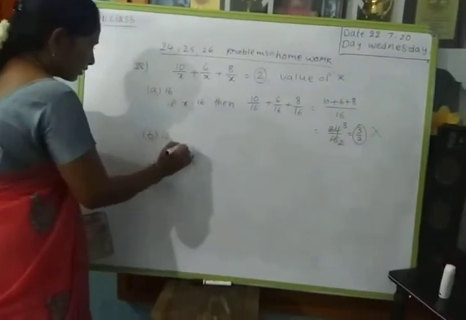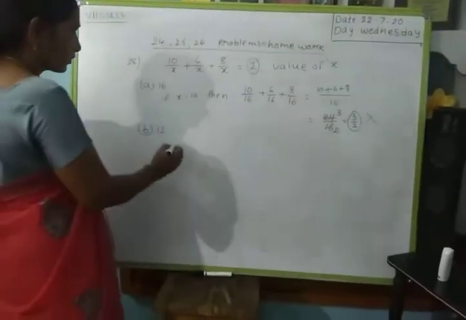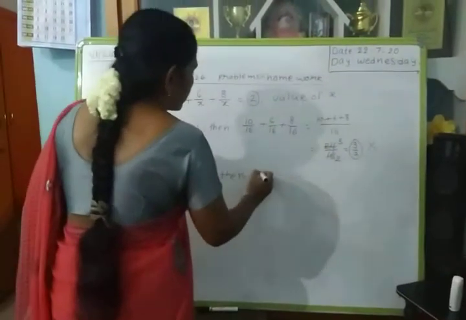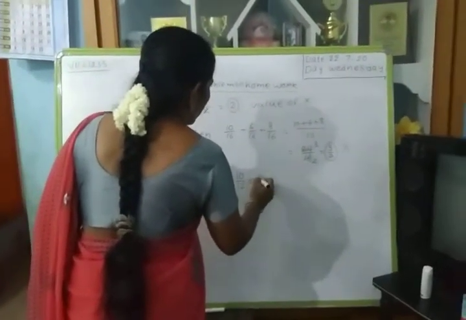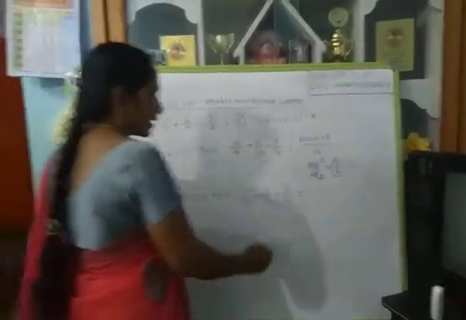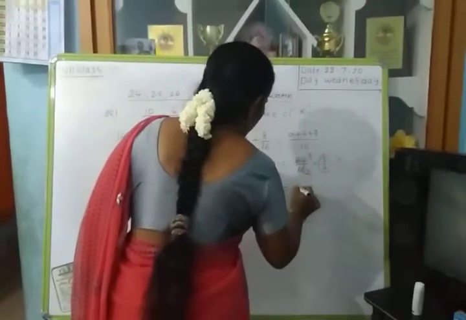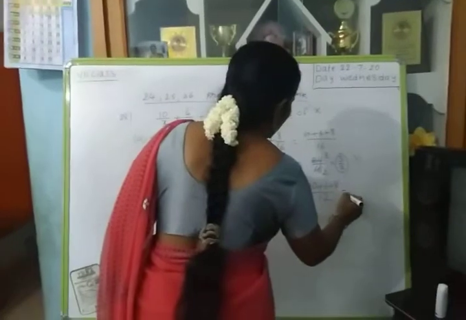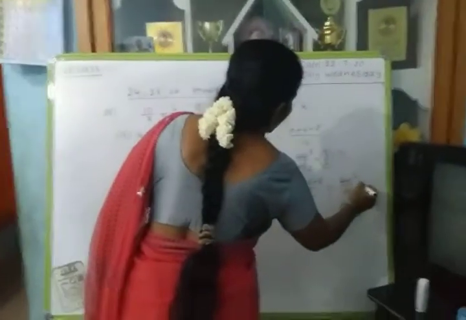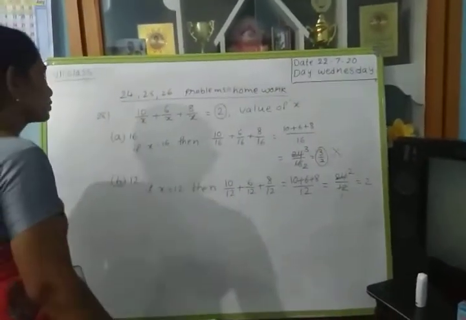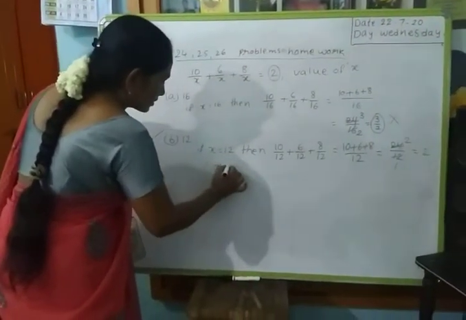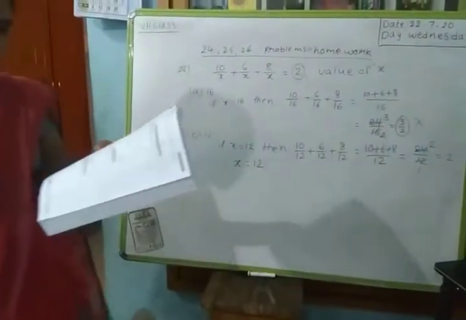Next, option B. What did they give? 12. If x is equal to 12 and you substitute, what will you get? 10 by 12 plus 6 by 12 plus 8 by 12. All are like fractions, so 10 plus 6 plus 8 is 24. 24 by 12. 12 ones are 12, 12 twos are 24, so the answer is 2. So which option is correct? Option B. Therefore x is equal to 12. This is the 28th question.